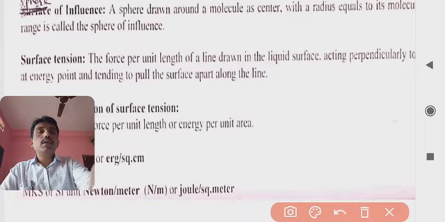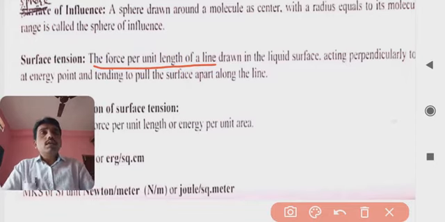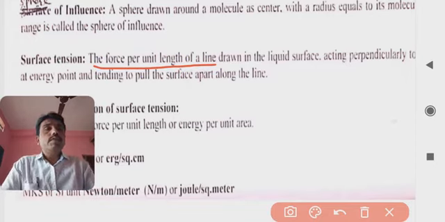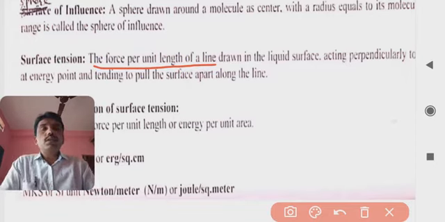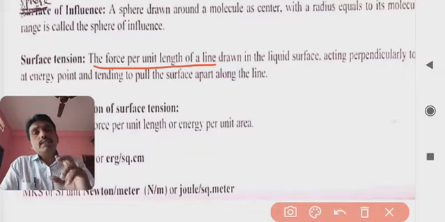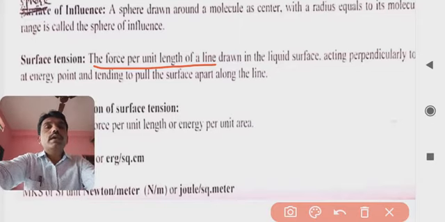It is simply the force per unit length of a line drawn in the liquid surface, acting perpendicular to the line at every point on the surface and tending to pull the surface apart along the line. So in the simple way, जर simple भाषेमध्ये जर surface tension सांगायचं असेल, it is nothing but the force per unit length.